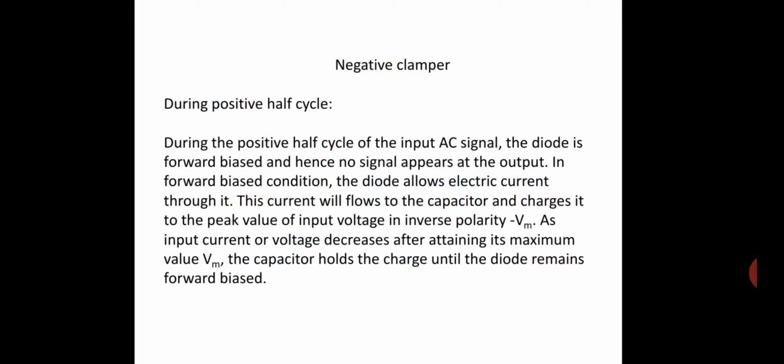During the positive half cycle of the input AC signal, the diode is forward biased and hence no signal appears at the output. In forward biased condition, the diode allows electric current through it. This current flows to the capacitor and charges it to the peak value of the input voltage in inverse polarity, minus Vm, as the input voltage decreases after attaining its maximum value Vm. The capacitor holds the charge until the diode remains forward biased.